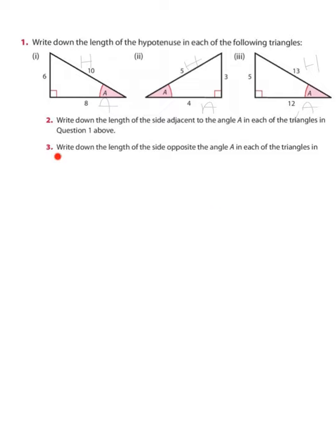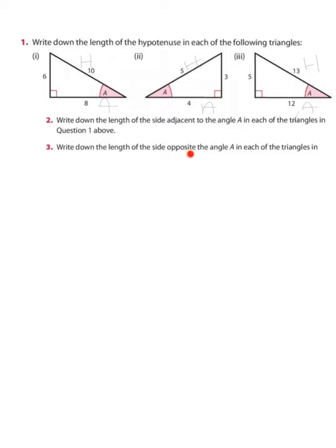Okay, question 3 then is write down the length of the side opposite the angle. Okay, so opposite the angle here would be 6. So that would be opposite. Opposite the angle here would be 3. So 3 would be my opposite. And opposite the angle in the third one, opposite the given angle, which is A, 5 would be my opposite there.